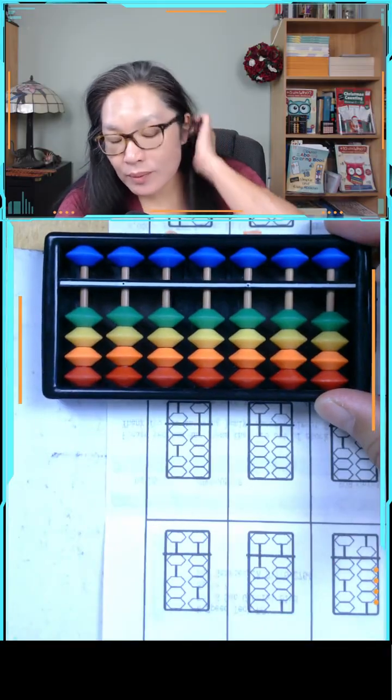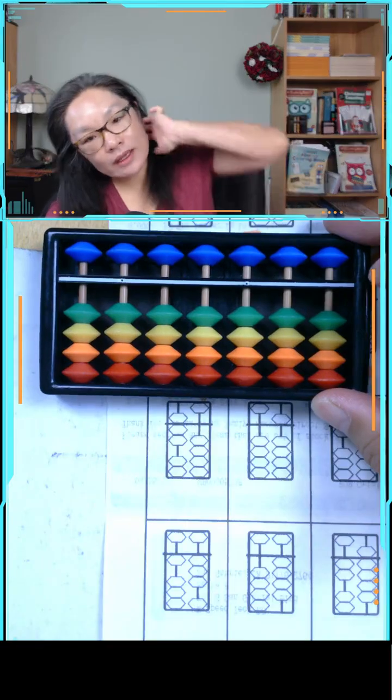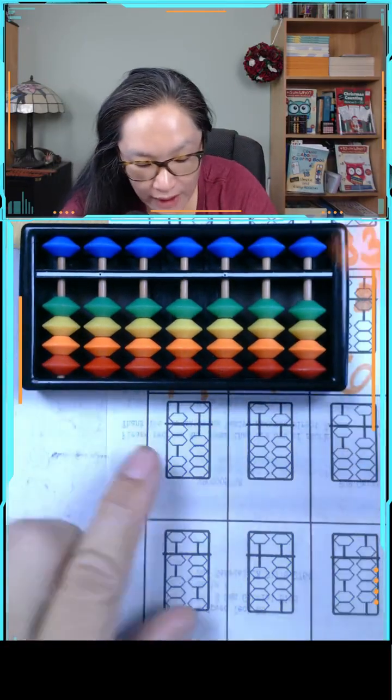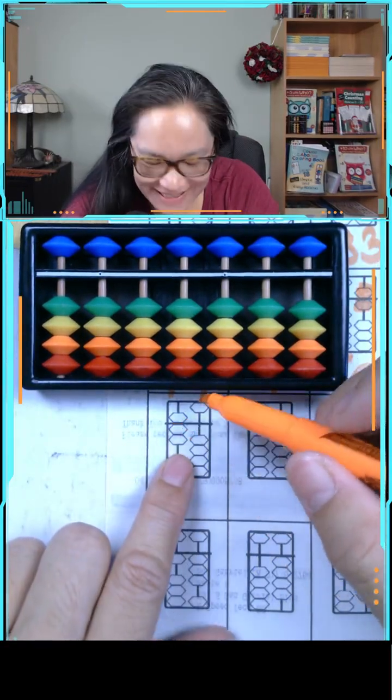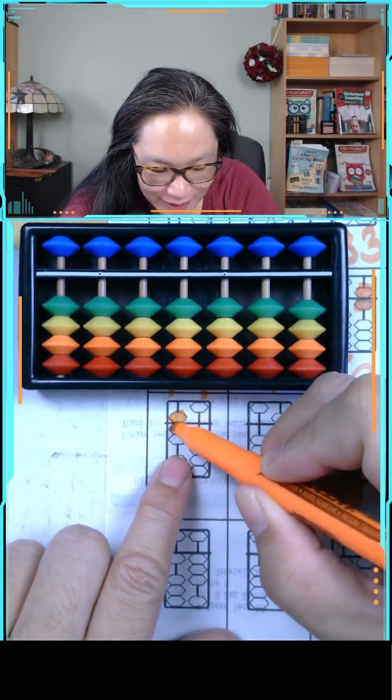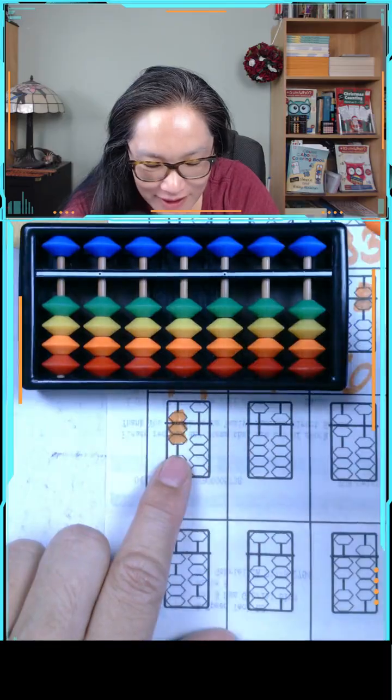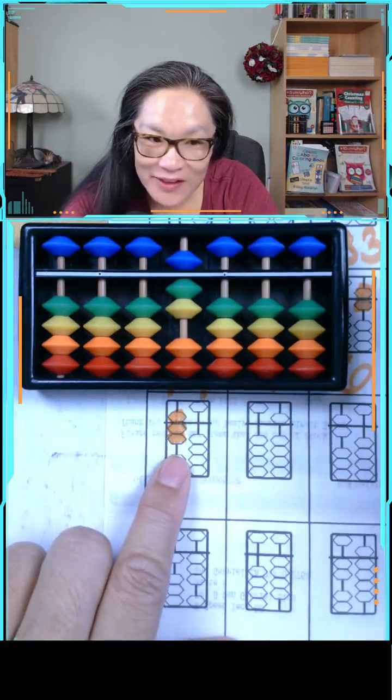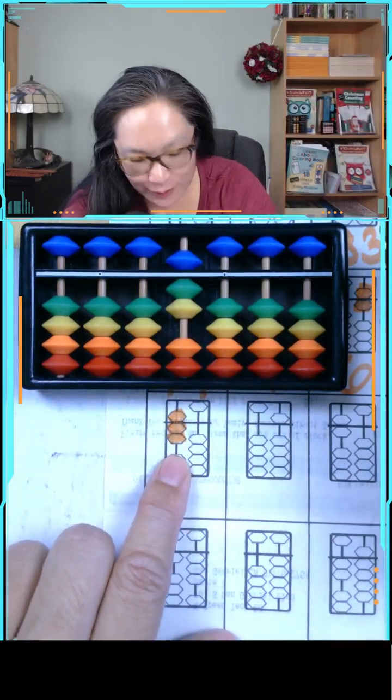So again, I clear my abacus. Anytime the beads are touching this horizontal bar, that's what's being counted. So we have, see? Thank you for the comment. If nobody comments, then I don't know if anybody's lost. You know what I mean? I'm just going to be in my own little world.